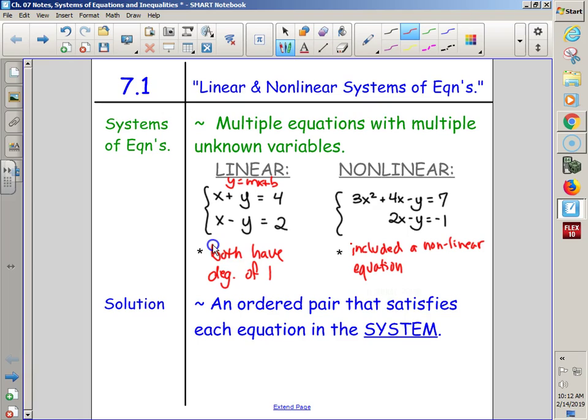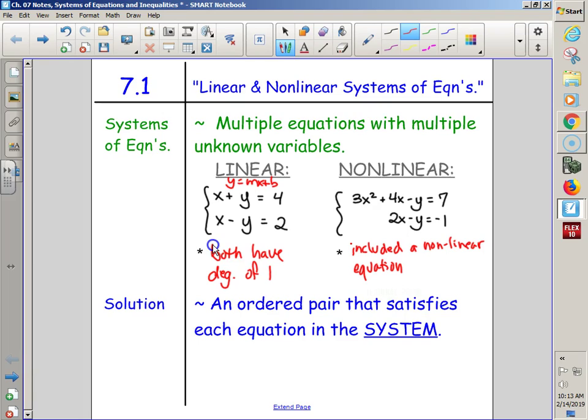Joe, wait, for the second one, nonlinear, why? Because 2x minus y obviously is linear. Right. But didn't I just say it includes a nonlinear component? It doesn't have to be both, because we're talking about the entire system. Does that make sense, Joe? So I can't say the entire thing is only lines. I can't say that.